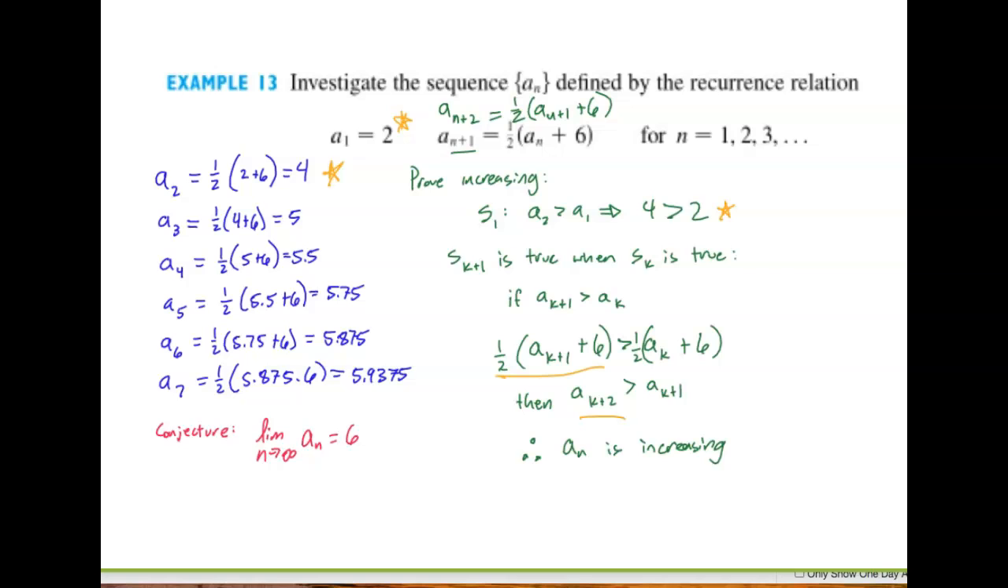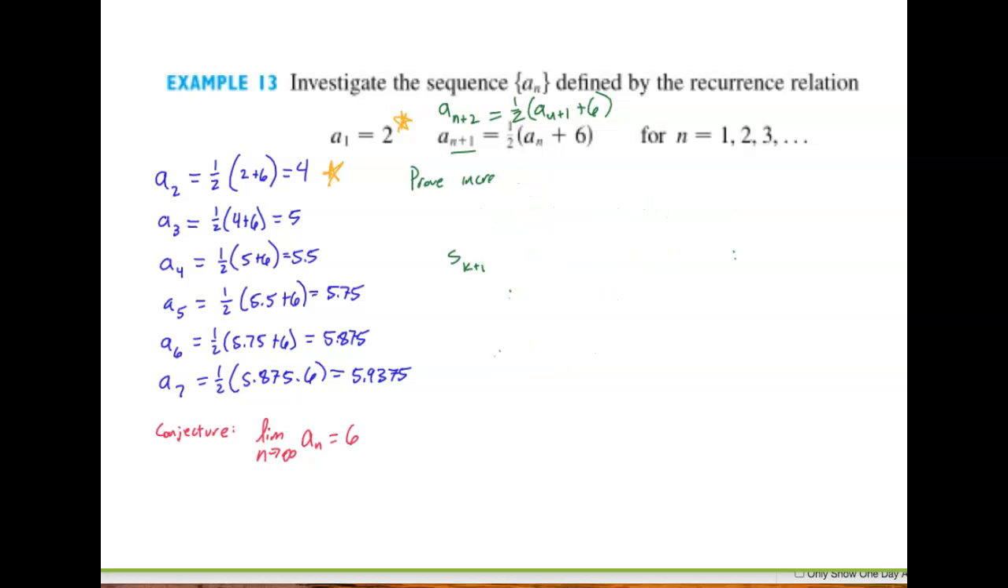Hey, so we'll do a little more practice with induction here. So we know it's increasing, but now I want to prove that it's bounded, and specifically we think it's bounded by 6, right? So we're going to use induction for this, and I've run out of room. So is everybody good with what's down right now? Because I'm going to erase some stuff. All right, so prove bounded. Prove bounded above by 6.